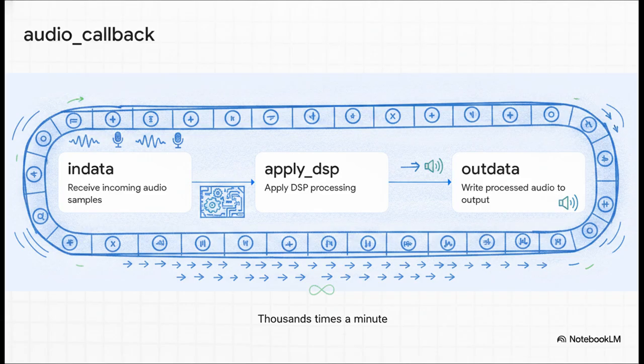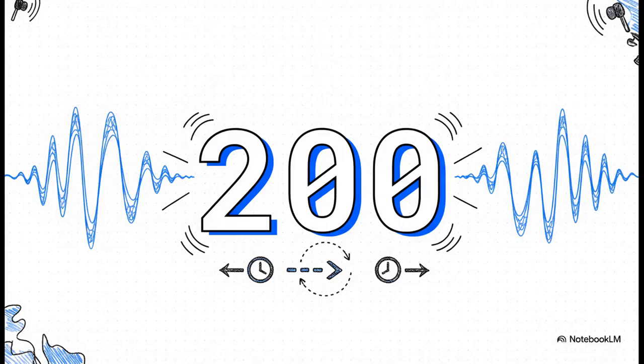Step 2, it applies the DSP processing by passing that data straight over to our apply_DSP function. And step 3, it instantly writes that freshly processed audio to the outdata array, shooting it straight out to the speakers. This whole loop happens over and over, thousands of times a minute, without you ever noticing even a fraction of a pause. Let's actually slow down a bit and zoom in on that middle step, the apply_DSP function.